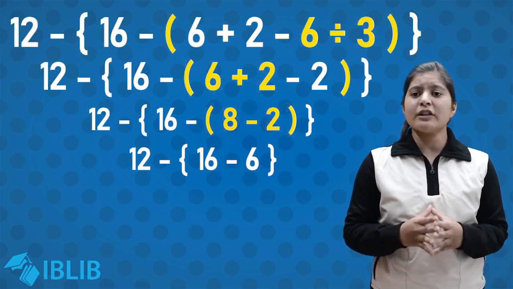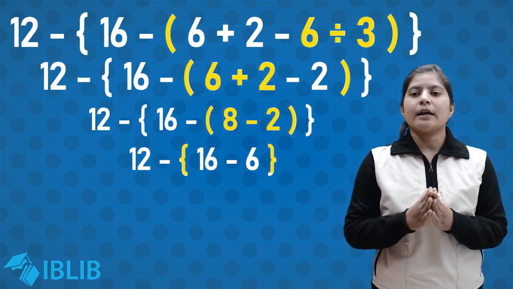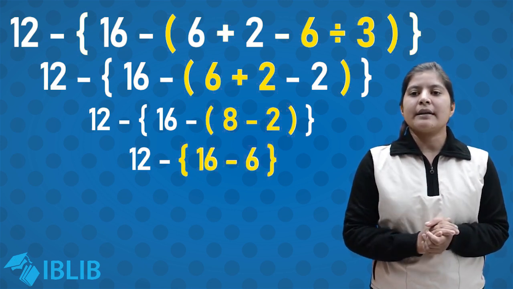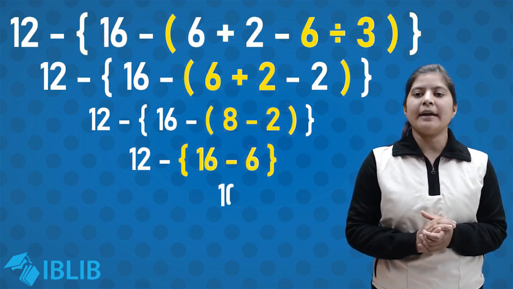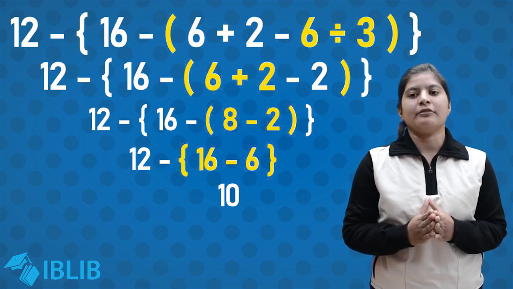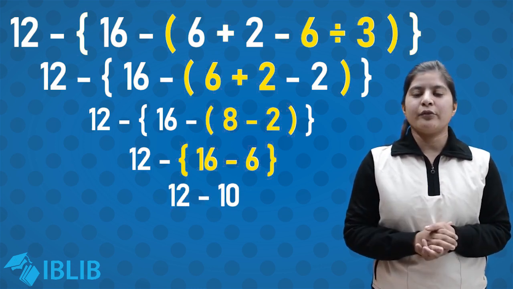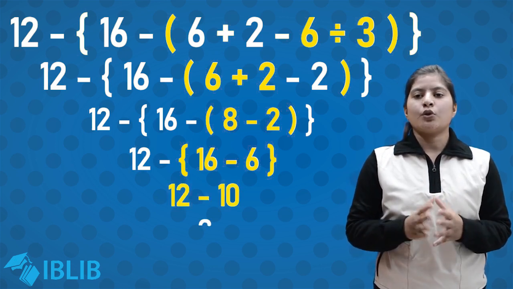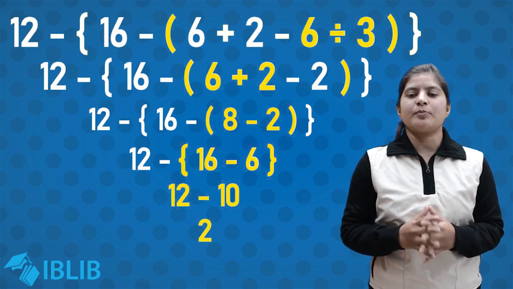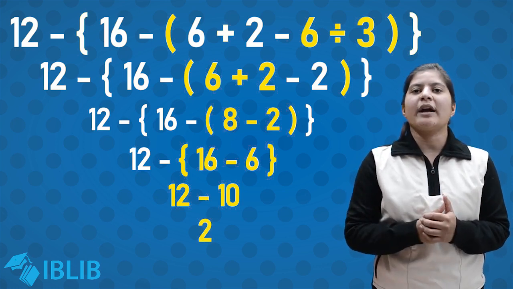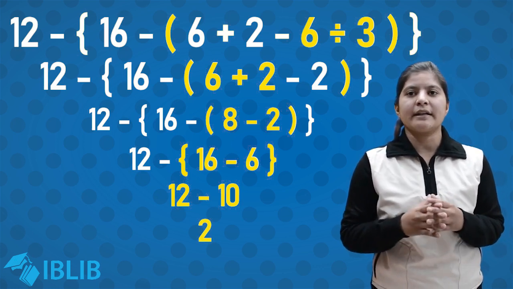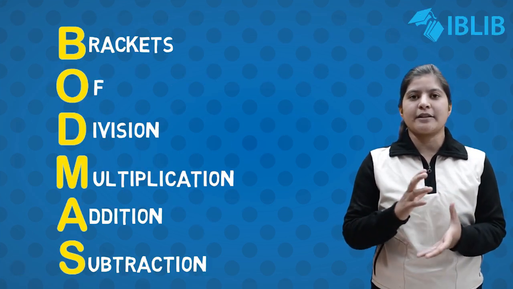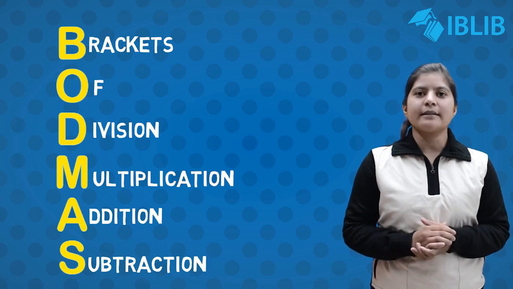Now we'll solve the curly brackets. In curly brackets we are left with 16 minus 6, and 16 minus 6 gives us 10. We'll write it and copy down 12. Now finally we are left with 12 minus 10, and 12 minus 10 is 2. So our final answer for this expression is 2. Thus we understand how important it is to follow the rule of BODMAS for solving these expressions. I hope you understand this concept.